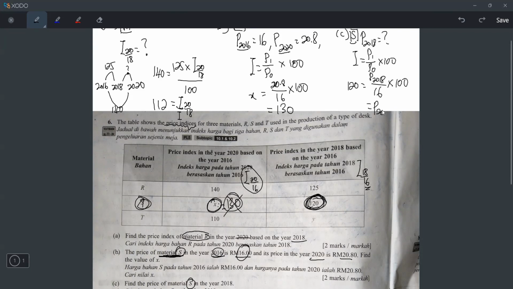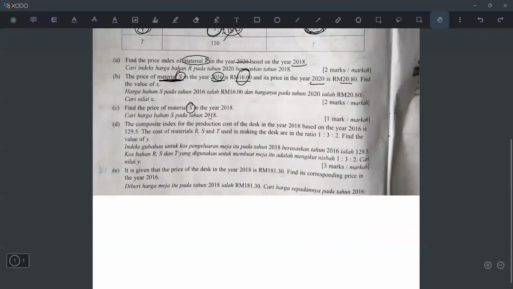So you just put price 2018 equals 120 divided by 100, which is 1.2, and then I take 1.2 times 16. So what is it? RM19.20, 19 ringgit 20 cents. You should write 19.20 because it's a price, right? So that's all.